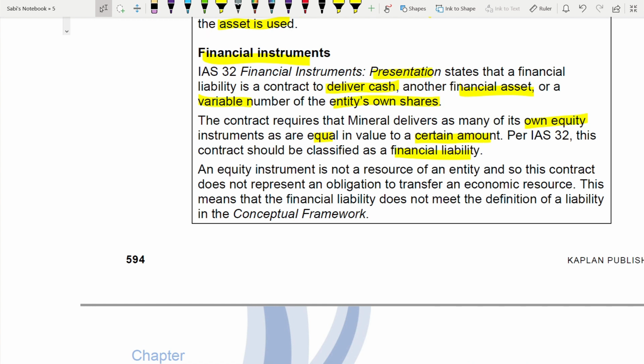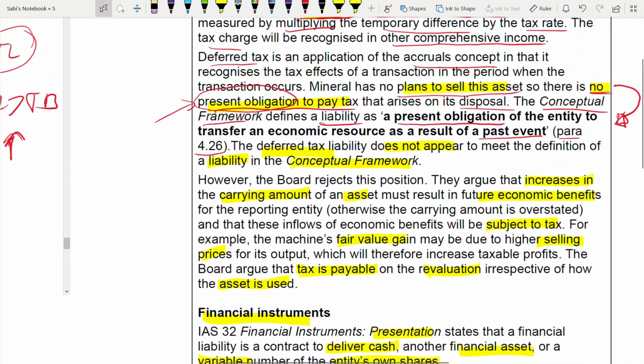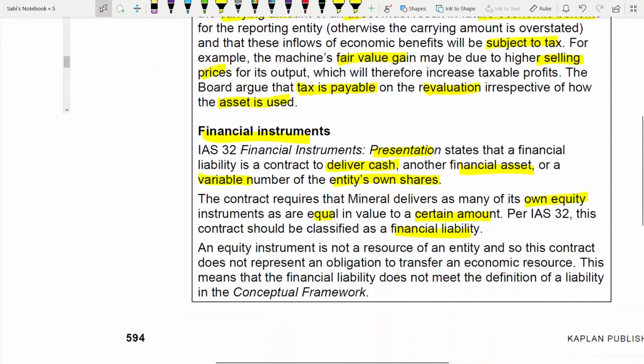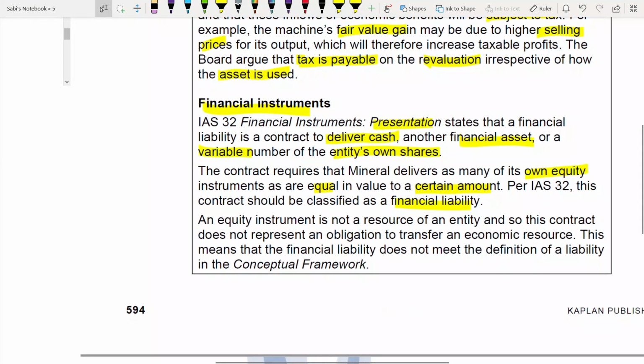So first talk about the specific standard. Earlier you talked about IAS 12 because it was deferred tax. Now you're talking about IAS 32 because of financial instruments. Then you talk about the conceptual framework. Okay. So according to the conceptual framework, give the definition of an equity or a liability and then say which one is better.